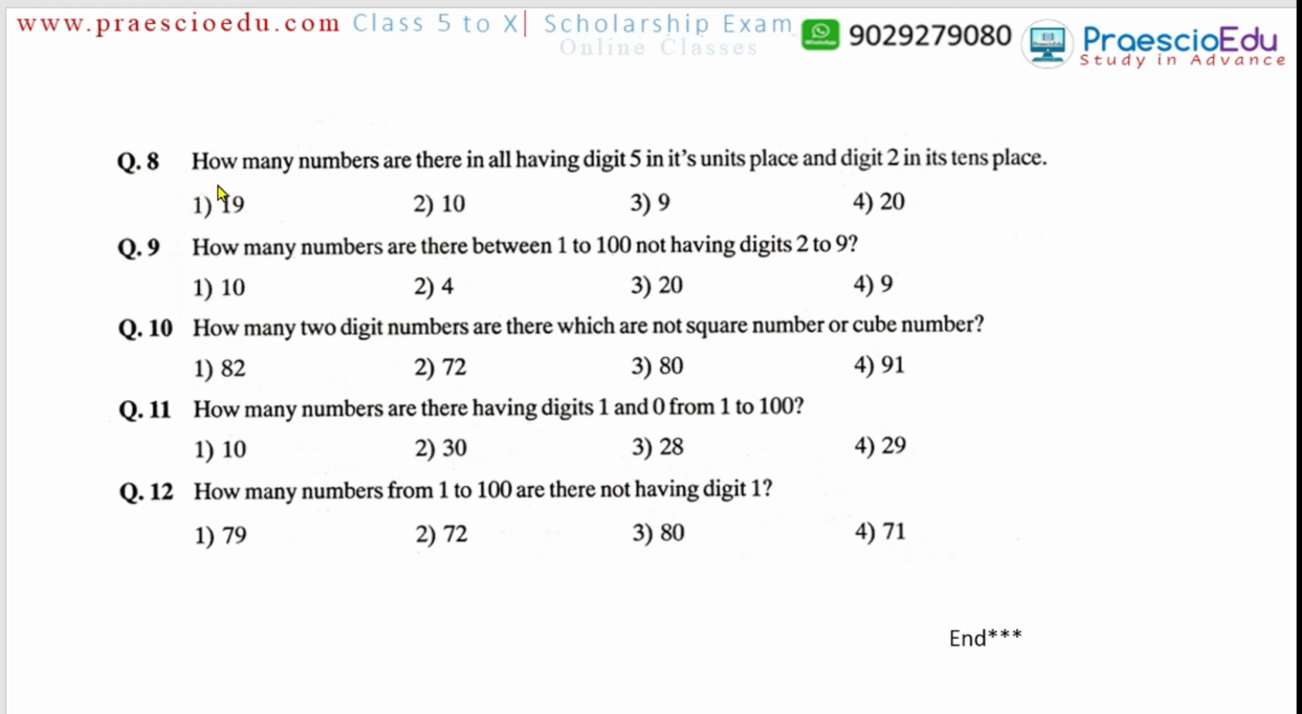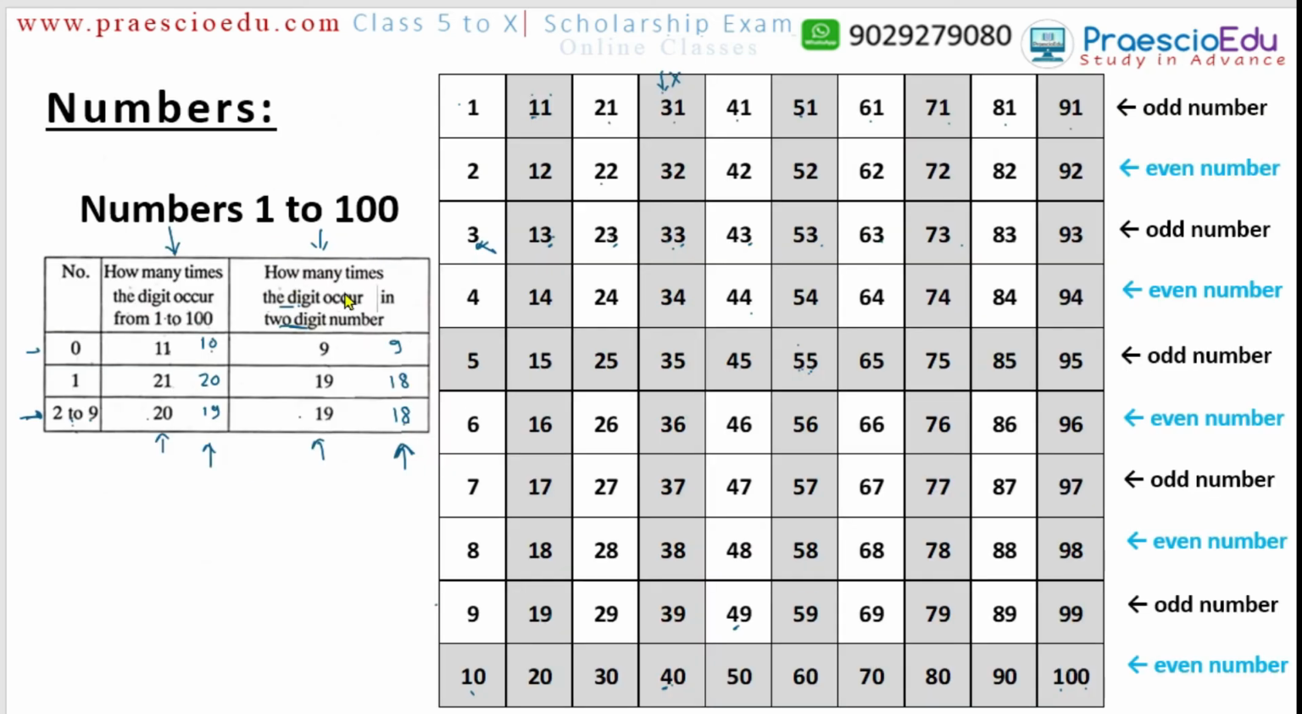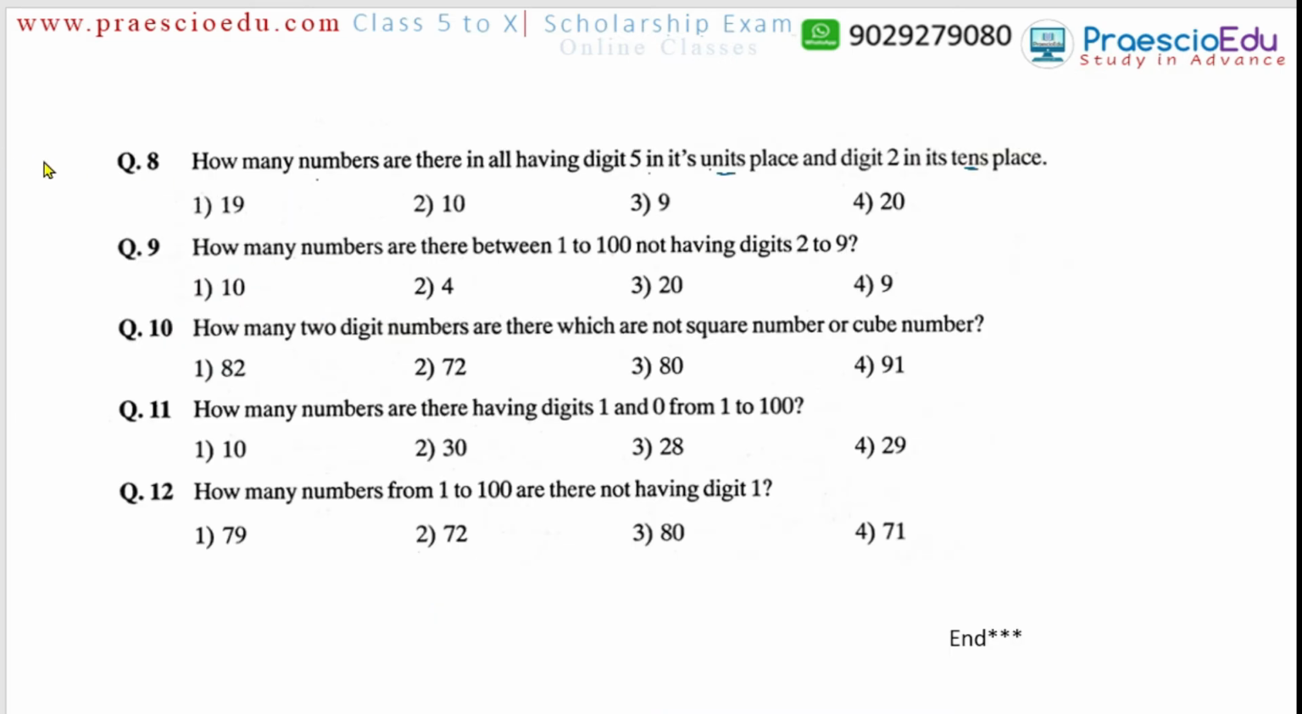Now question number 8. How many numbers are there in all having digit 5? In that one we have to count the numbers with digit 5 in its unit place, and digit 2 in its tens place. So first we will count for the digit 5 at the unit place. How many numbers? Here also, here also, 1 2 3 4 5 6 7 8 9 10. So 10 numbers are there. So for 5 at unit place, 10 countings.